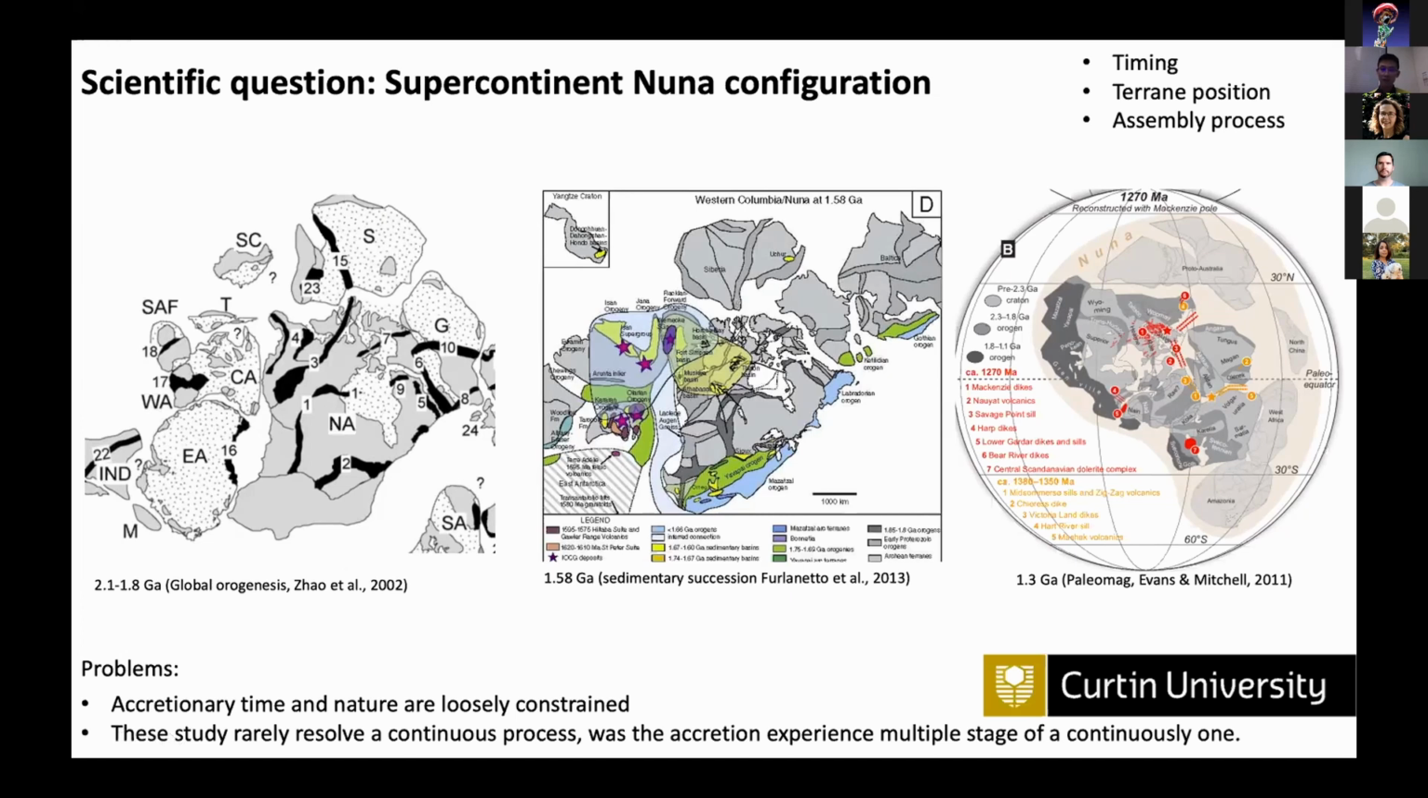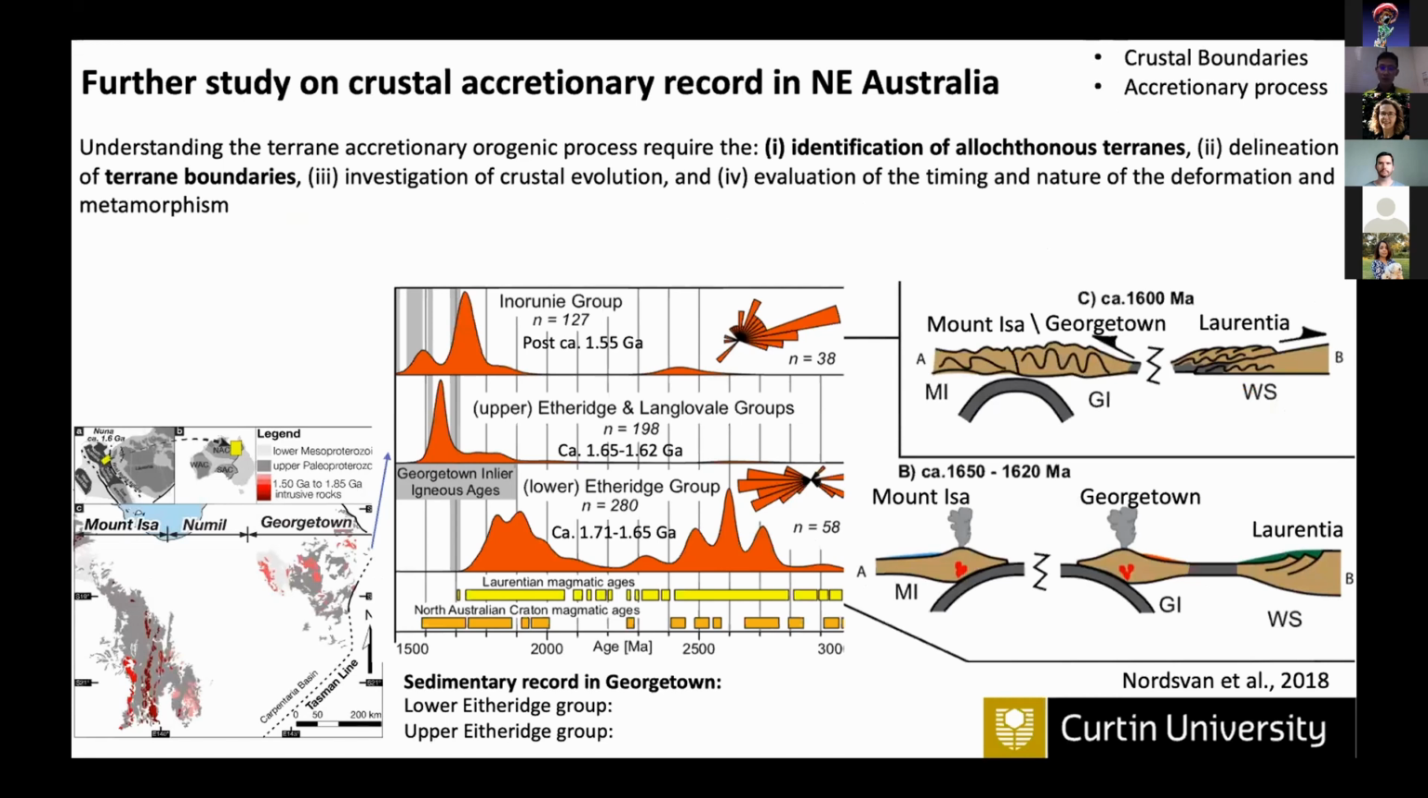So the people from our group, the Earth Dynamics group at Curtin University, are working from different angles. This work was from Ida, who is a sedimentologist who went to the Georgetown inlier and investigated the differences in sediment sources compared to what the sedimentary record preserved in Australia.